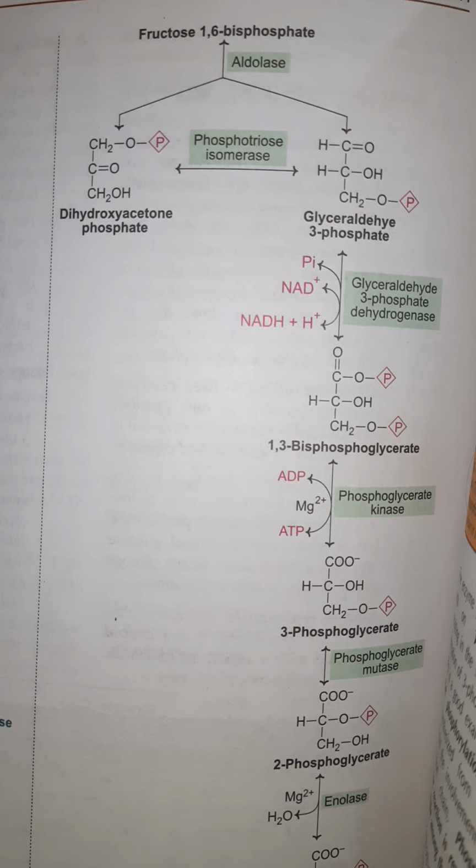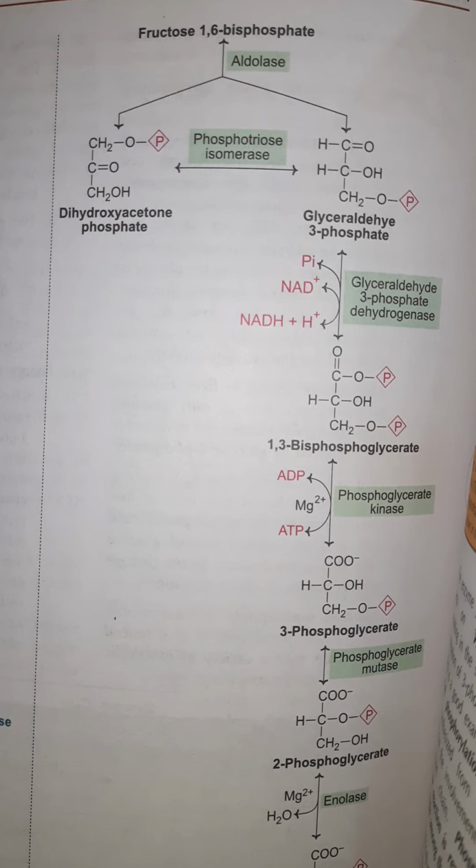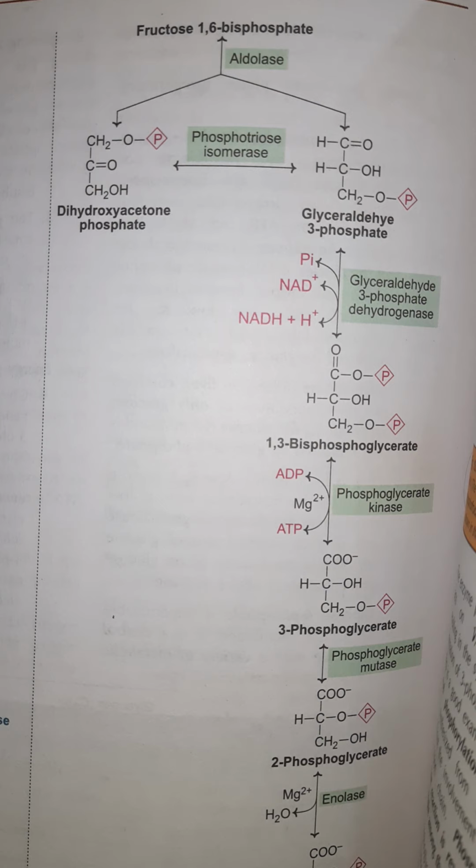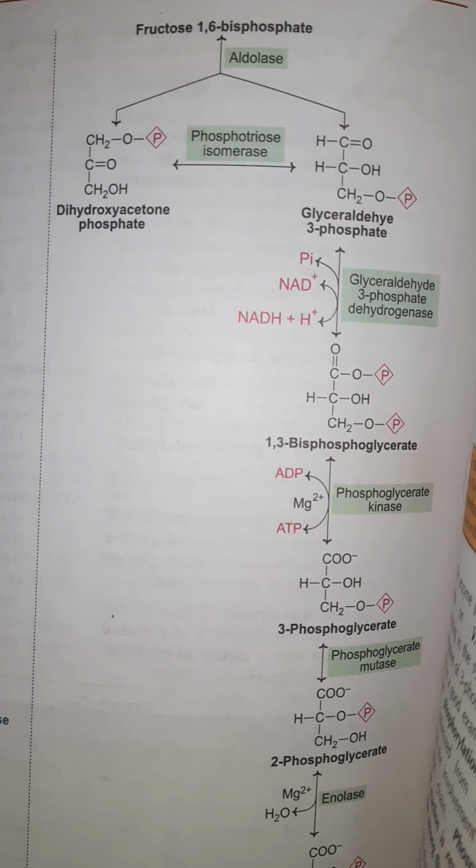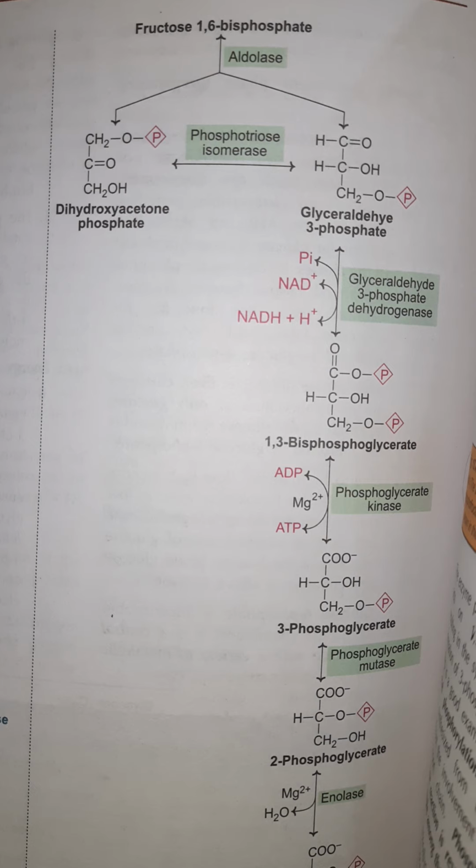Next is the transformation step, where 1,3-bisphosphoglycerate is converted to 3-phosphoglycerate in the presence of the enzyme phosphoglycerate kinase. The process happens in the presence of magnesium ion and it utilizes ADP to form ATP. So in this step also, 1 ATP molecule is generated. Next step is isomerization. Here 3-phosphoglycerate is changed to 2-phosphoglycerate by the enzyme phosphoglycerate mutase.